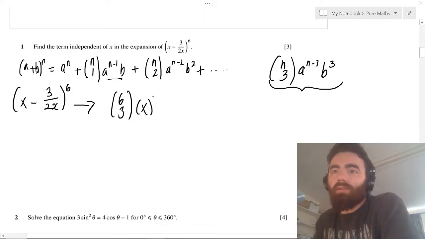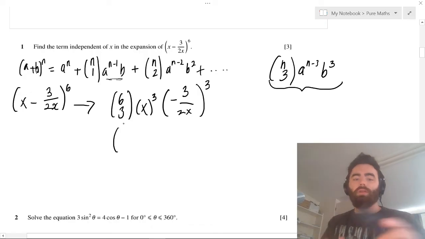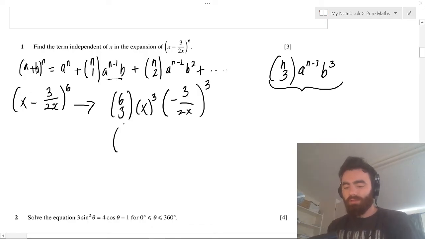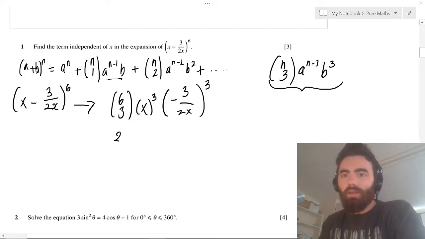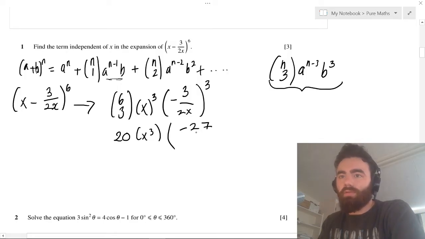It's x to the n minus 3, 6 minus 3 is 3, times minus 3 over 2x to the power of 3. So we get 6 choose 3, which I'm going to guess is somewhere around 20 or something, 25 maybe. 20 exactly, pretty close. So this is 20 when you plug it in your calculator, times x cubed, and this is going to be minus 3 cubed, which is minus 27, over 8x cubed.